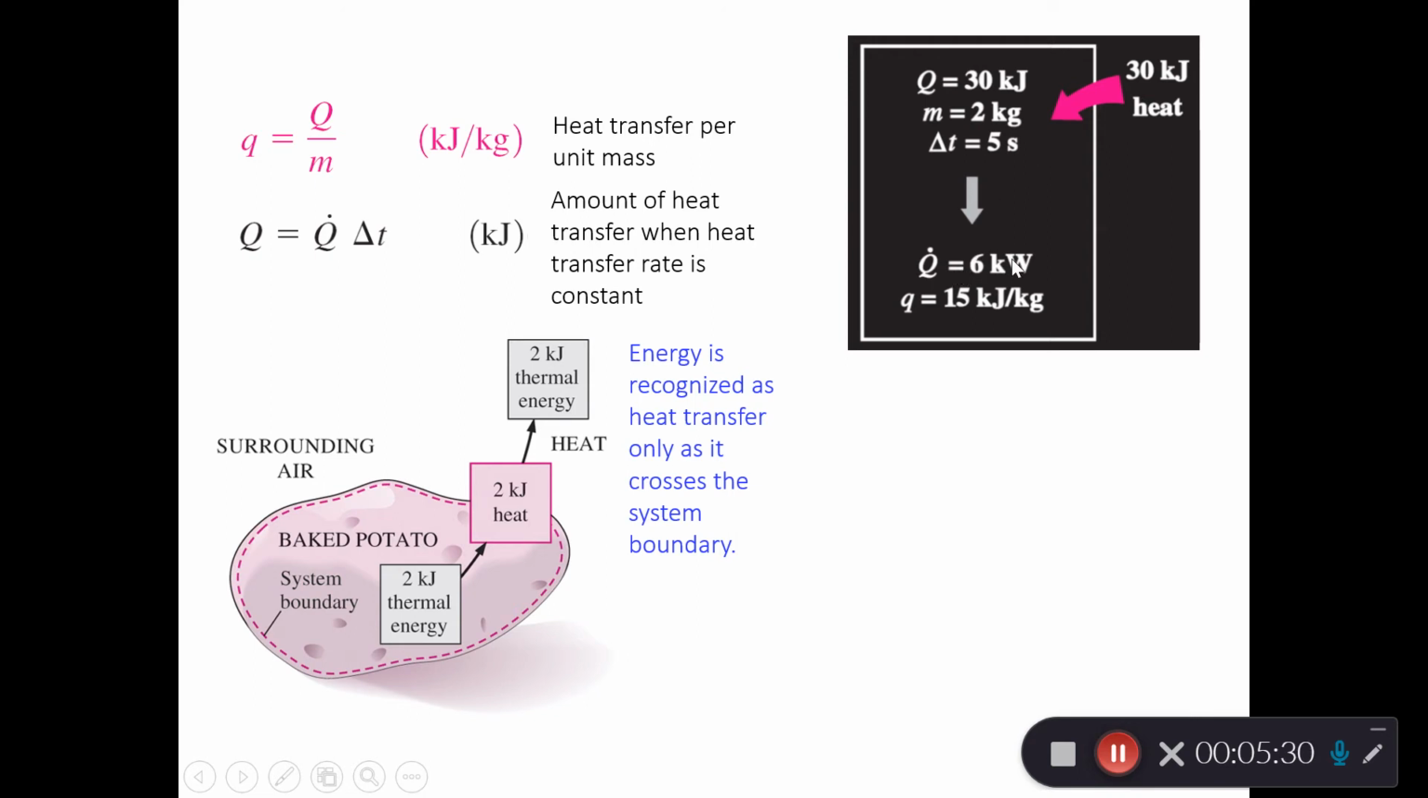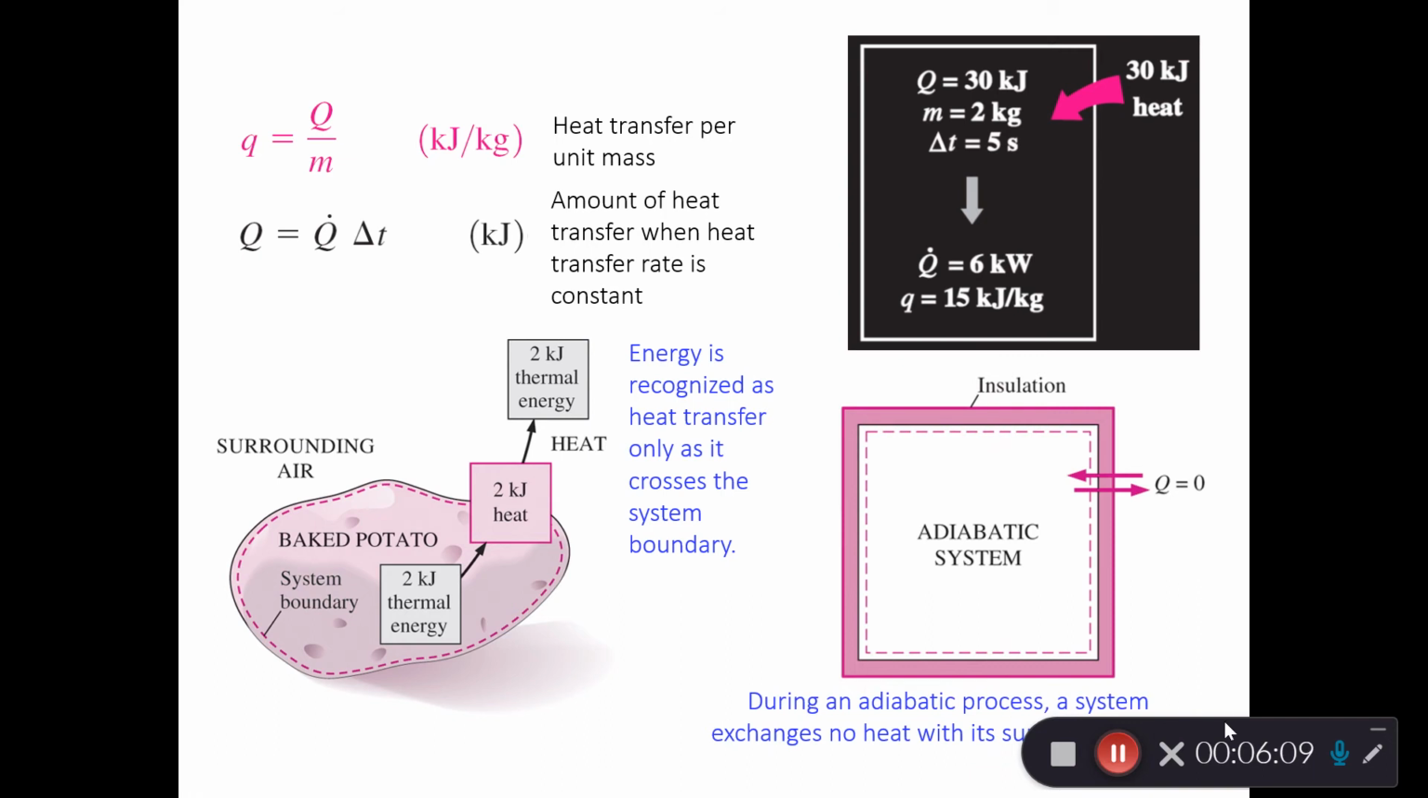The rate of heat transfer is how much heat is transferred in the same amount of time. So 30 divided by 5, you get 6 kilojoules per second. Kilojoules per second will automatically give you kilowatts. You can also find the heat transfer per unit mass: how much heat transfer per kg inside the system? We transfer 30 kilojoules for 2 kg, so per kg will be 30 divided by 2, 15 kilojoules per kg.